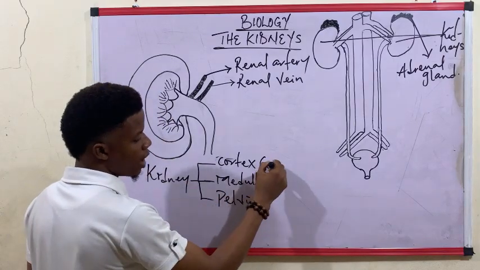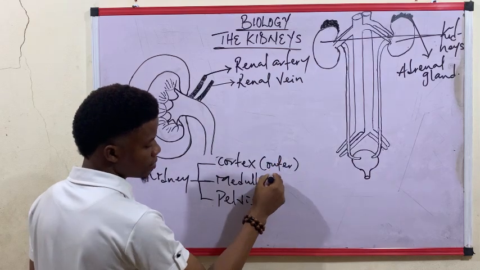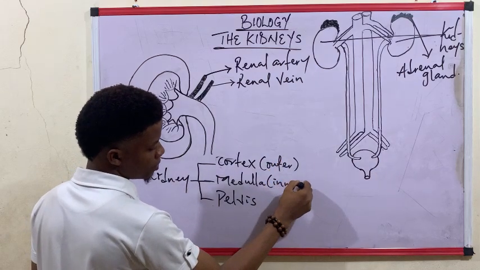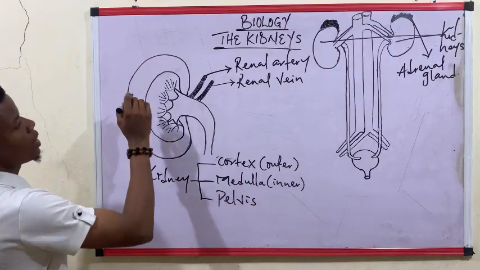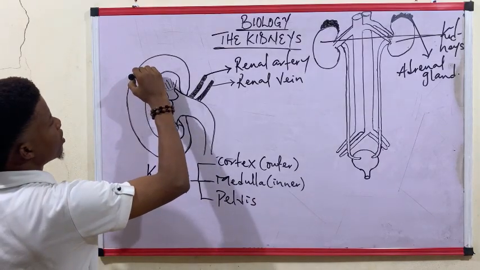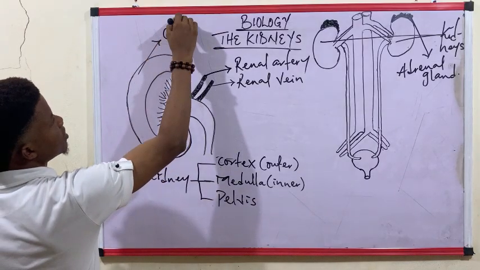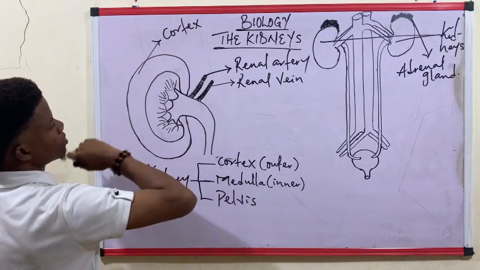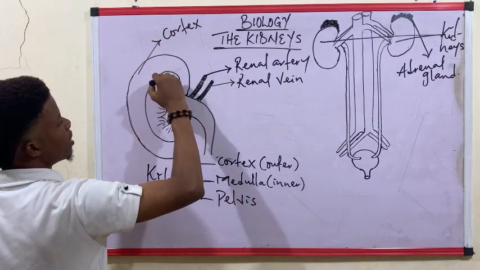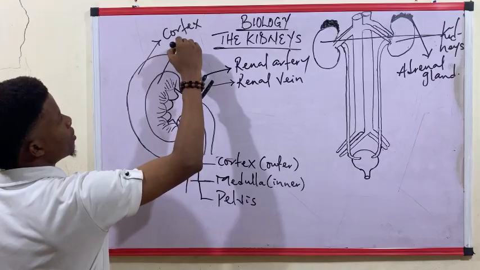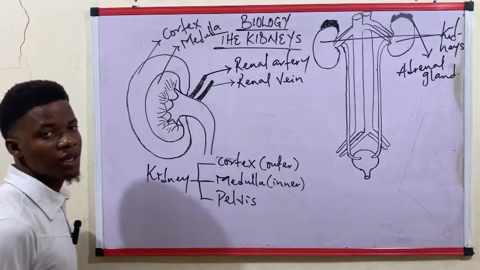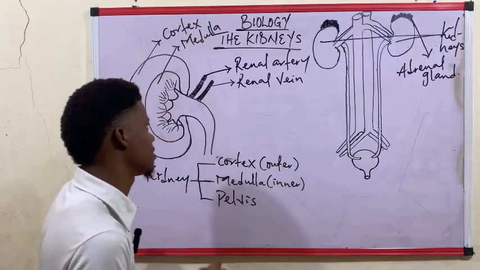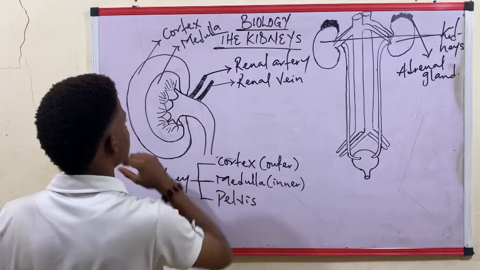The cortex is the outer part, then the medulla is the inner part, and then we also have the pelvis. So when we are labeling this, this outer portion is called the cortex. Then this direction here is our medulla. This is not similar to the medulla oblongata. It's just called medulla. That is the name for it.